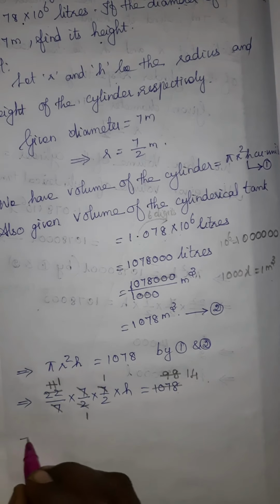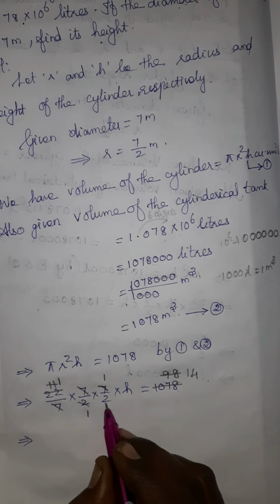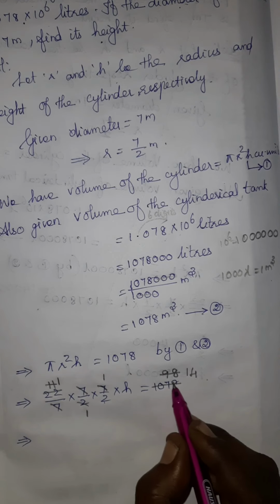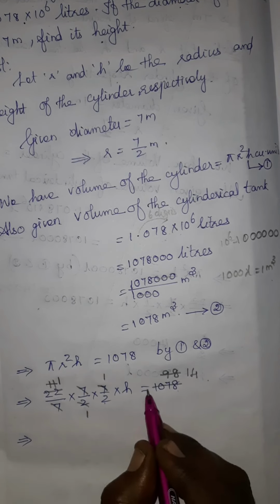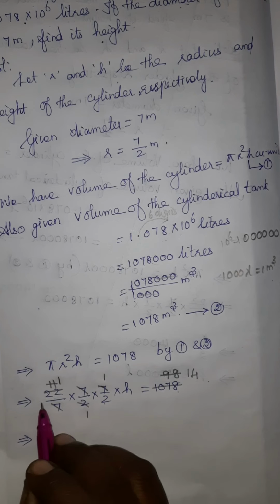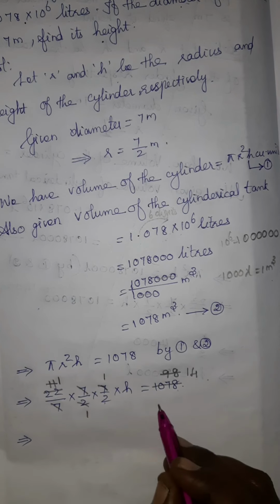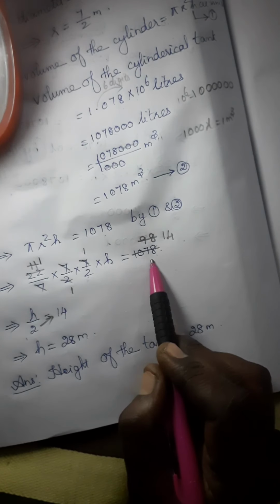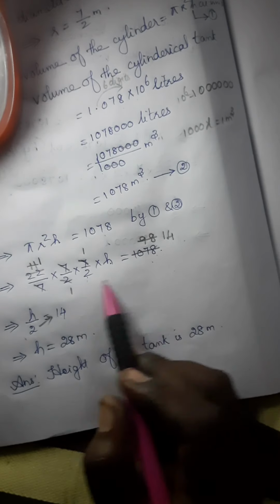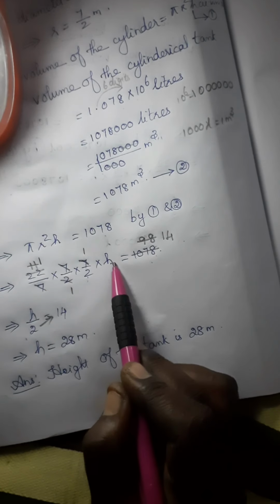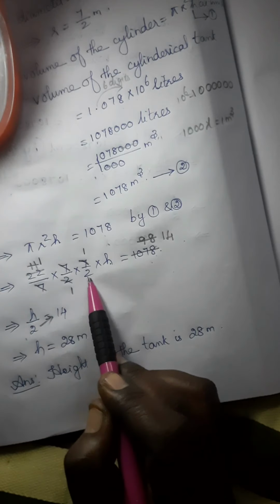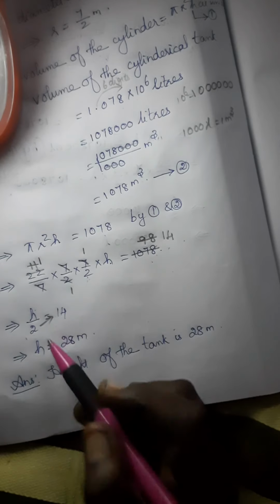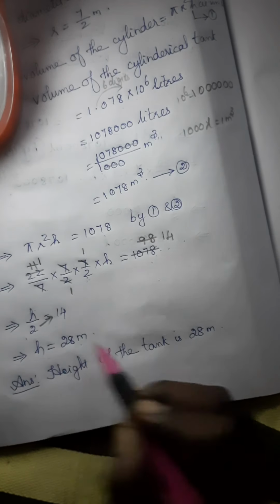So here you have the denominator, don't cancel this 2 and 14, it is wrong. This 1078 is in the numerator. We are comparing both sides of the equal to, so only cancel numerator with numerator. If you have any denominator on the right, don't cancel it with the left side. So totally in the left side we have only h in the numerator and denominator 2. So h by 2 equal to right side 14. You can cross multiply, so you will get h is equal to 28 meter.